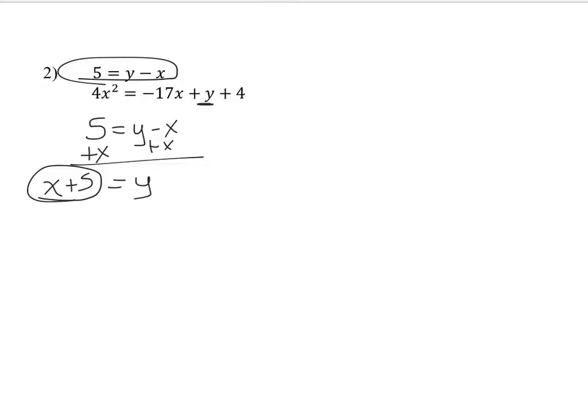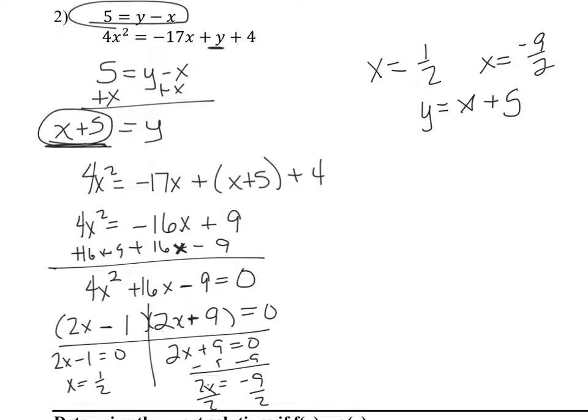So I'm going to rewrite that whole equation. 4x squared equals negative 17x plus y, but this is my y now, x plus 5, plus 4. Now if there's something to multiply, those parentheses are necessary. In this case, they're really not. So take a second and solve this yourself. Okay, that was fun, yes?